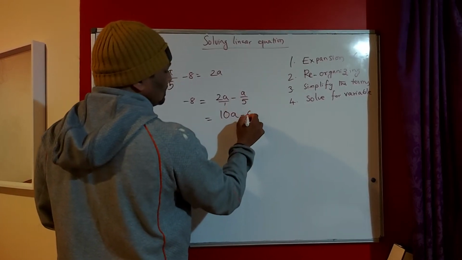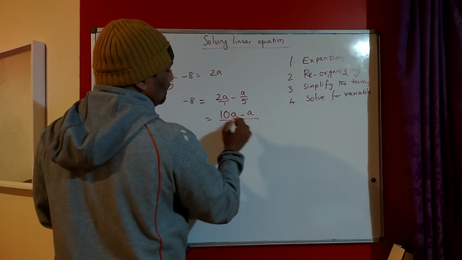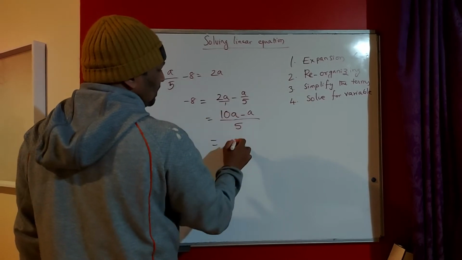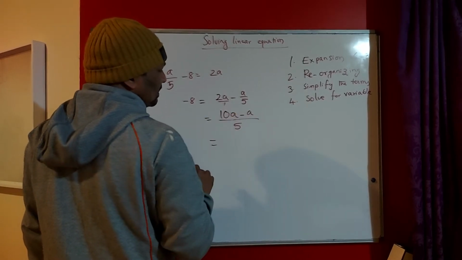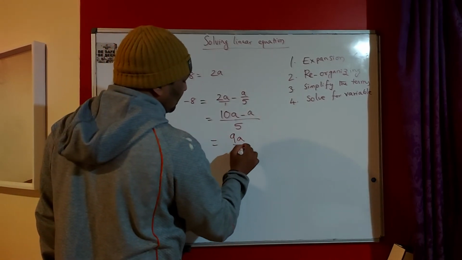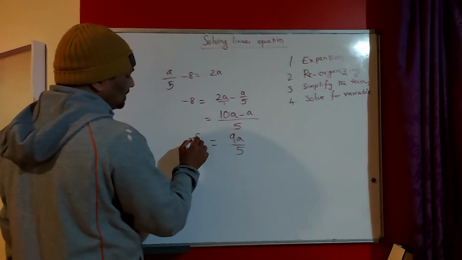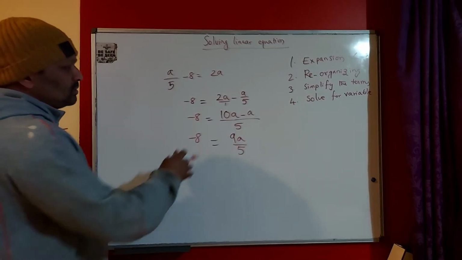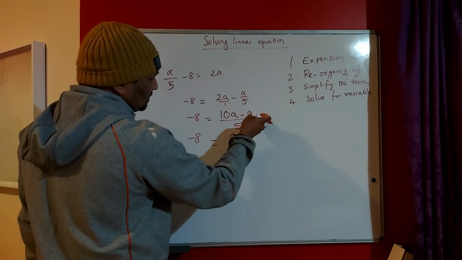10a minus a by 5. Okay. So here we get 10a minus a. How much do you get? 9a. 9a by 5. On the left side, you still have minus 8 as it is. Okay, there is no change. So, what did we do from this step to this step and this step?